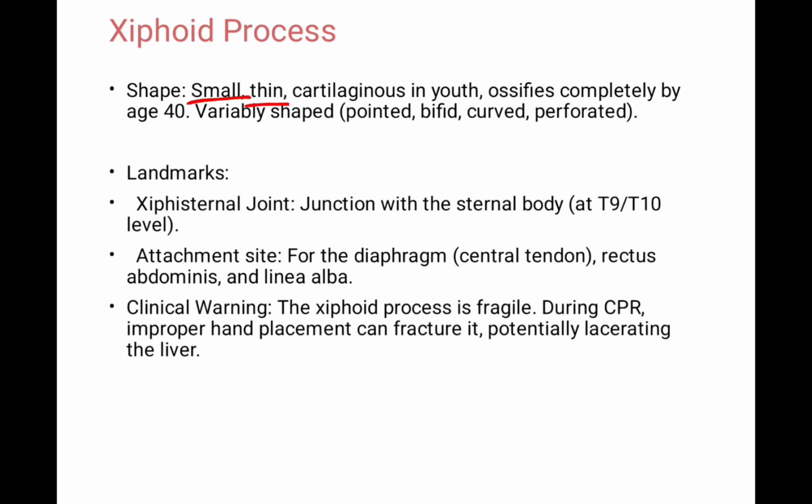The xiphoid process is small, thin, and cartilaginous in youth. It ossifies completely by the age of 40. And if you're watching this video and you're not yet 40 years old, it means that your xiphoid process is yet to completely ossify. It has a variable shape. It is pointed, bifid, curved, and perforated.